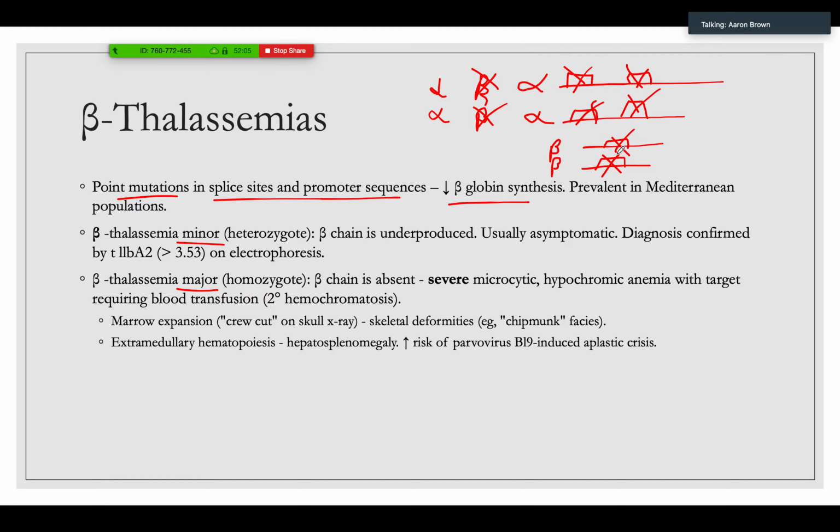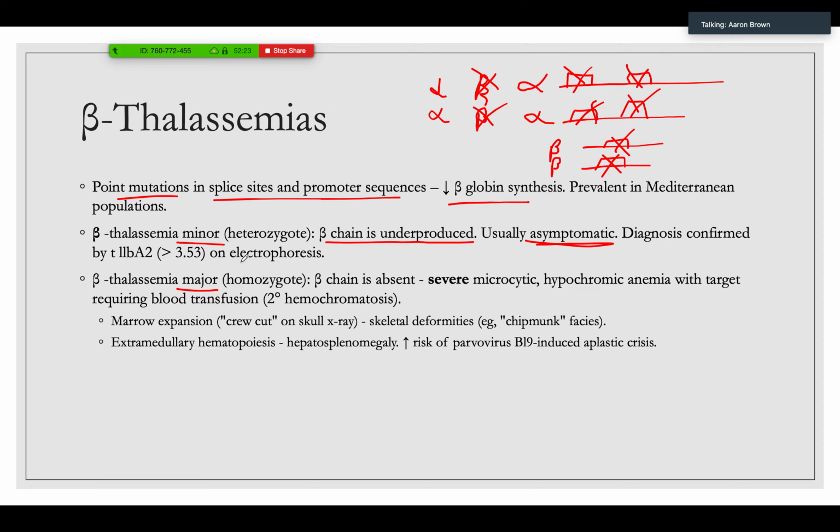Okay, and so that is only the 2 ways to get beta thalassemias. For alpha thal, always remember that there's 4 ways to get it. Beta thal, only 2. And that's because of the number of genes there are to have a mutation in. Okay? So for beta thal, essentially we have an underproduction of beta chain. Usually this is going to be asymptomatic.